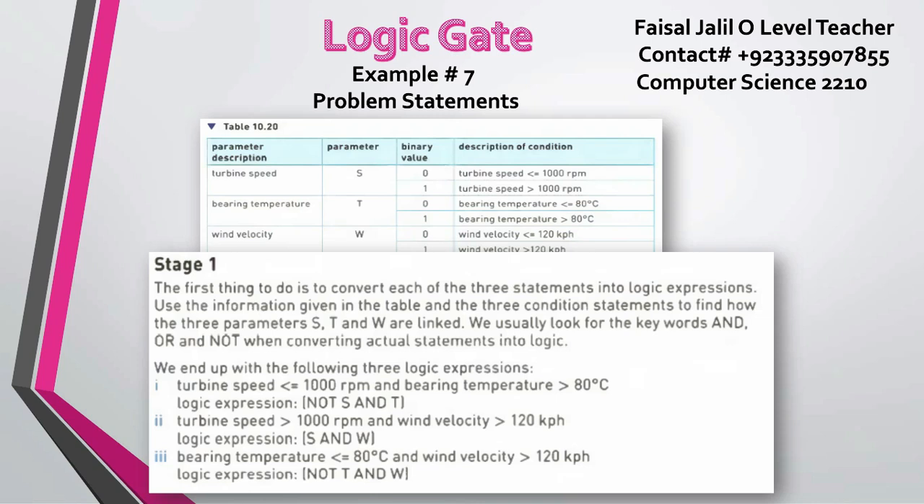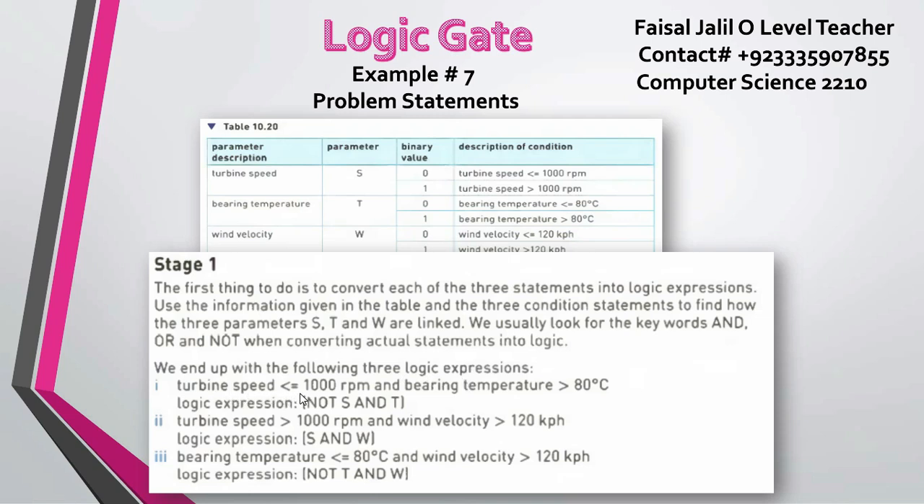Stage 1: the first thing to do is to convert each of the three statements into a logic expression. Use the information given in the table and the three conditions, which we have discussed thoroughly in the previous slide, and find out how the three parameters S, T and W are linked. We usually look for the keywords AND, OR and NOT when converting a statement into logic. We end up with the following three logic expressions.